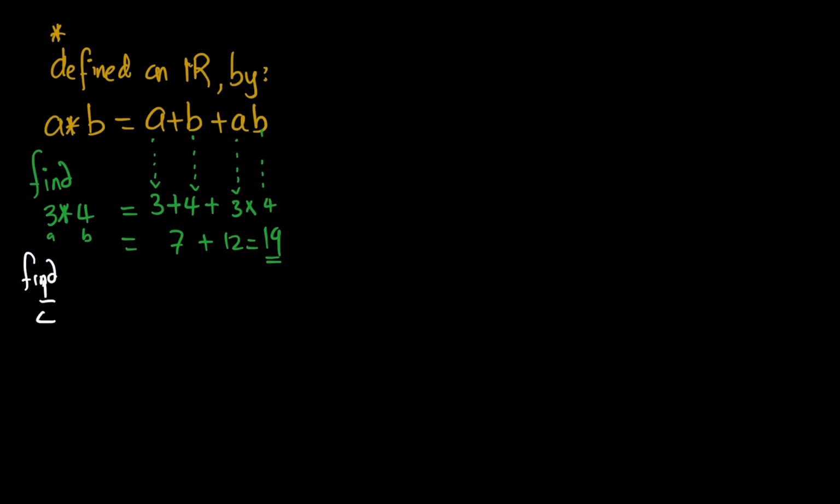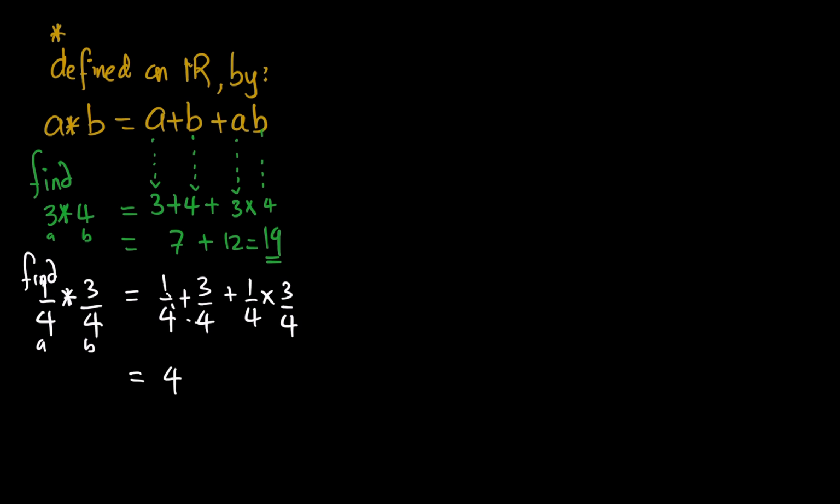Now, we can also be told to find 1/4 star 3/4. Now we know that this is our A and this is our B. So our A is 1 over 4 plus our B 3 over 4 plus 1 over 4 multiplied by the B, which is 3 over 4. Now 4 times 4 gives us 16, and 1 times 3 gives us 3, and we end up getting 16 over 16 plus 3 over 16.